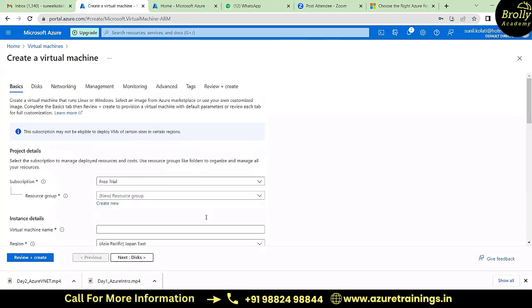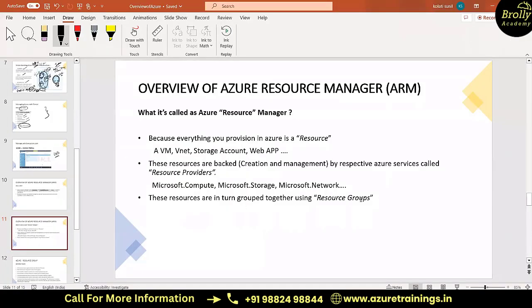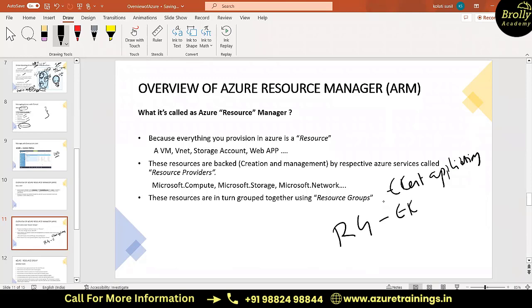What is a resource group? It is like a logical container. We are going to group related resources and place them in a resource group. Think of an e-cart application. Say I have an e-cart application. What I will do is create a resource group, RG e-cart, I mean resource group for e-cart, and I will place all the resources related to this e-cart.